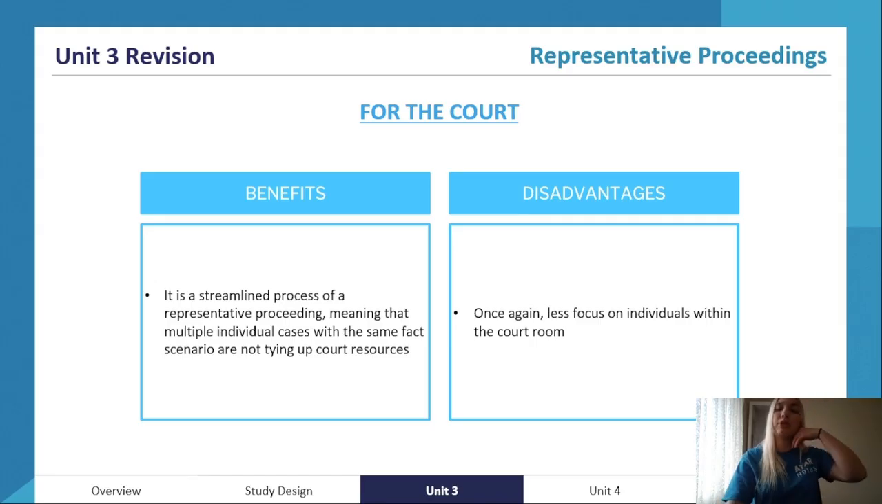Importantly for the courts, multiple individual cases with the same facts are not tying up court resources, because we just hear it as one case and that decides the outcome for many, many people. However, there's less focus again on individuals within the courtroom.